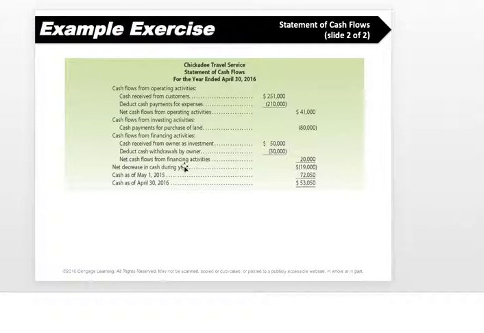So you see here on this line item, it says net decrease in cash during the year. So if your beginning balance was $72,050 and your cash decreased, then your ending balance has to be $53,050. And that should be the cash on the balance sheet.